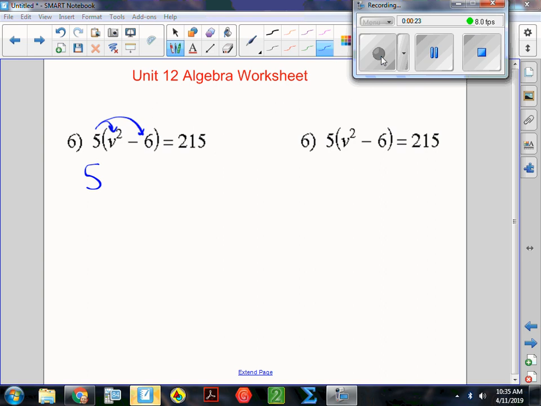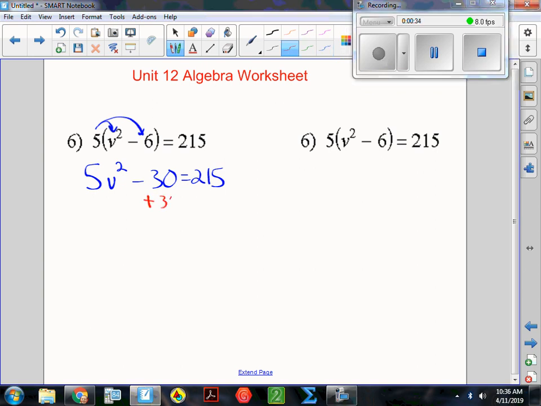So this would become 5v squared minus 5 times 6, which is 30, is equal to 215. We're solving by taking the square roots, not by factoring. If I add 30 to both sides, then I have 5v squared equals 245. At that point, I'm going to divide by 5.